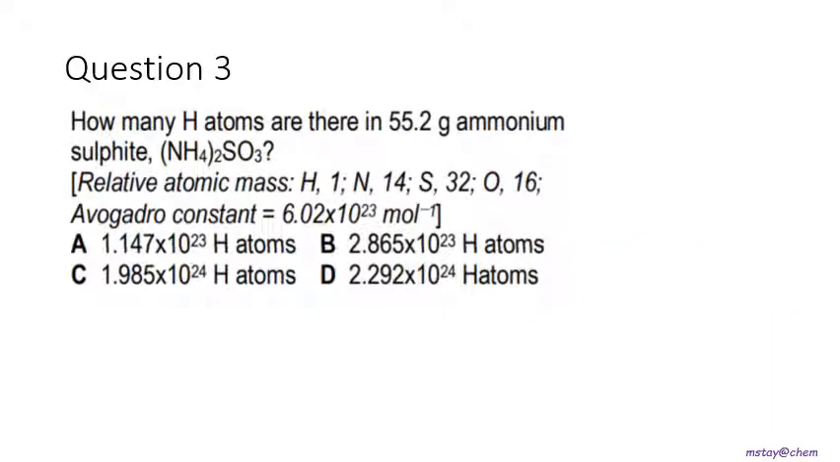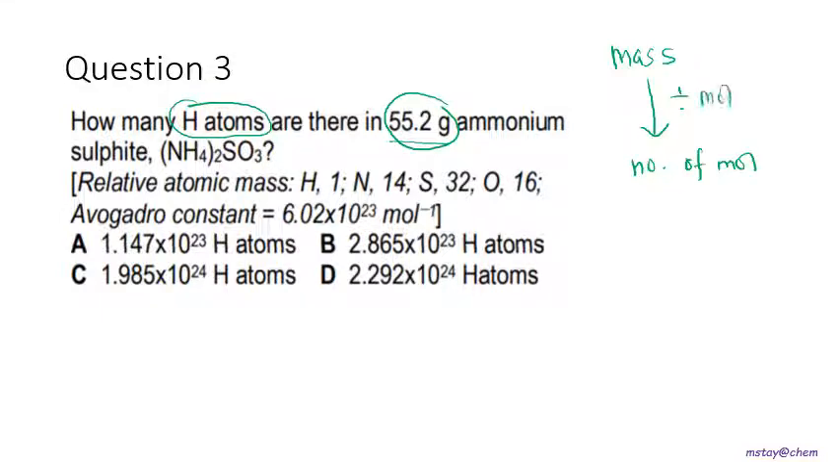Question number 3. How many hydrogen atoms are there in 55.2 grams of ammonium sulfide? Basically, we need to know the relationship between mass, number of moles, and also number of particles. As we know, when you are given the mass, you are able to determine the number of moles by dividing by the molar mass. So when you divide the mass of ammonium sulfide by the molar mass of ammonium sulfide, you will get the number of moles of ammonium sulfide.